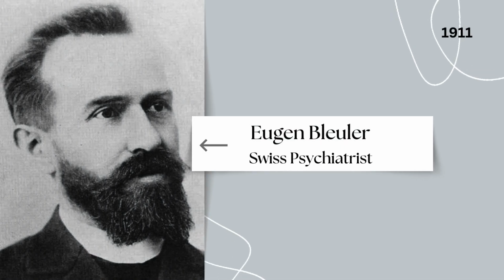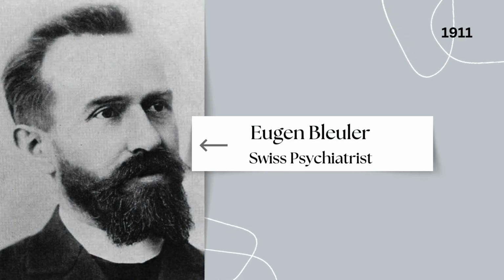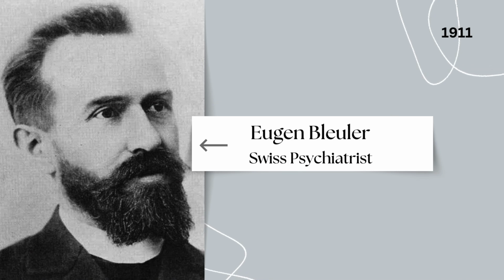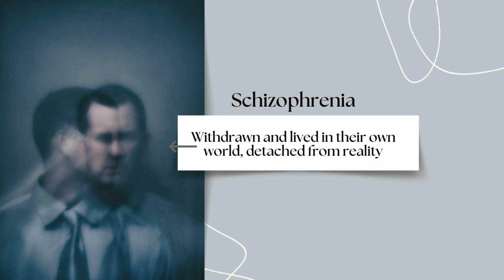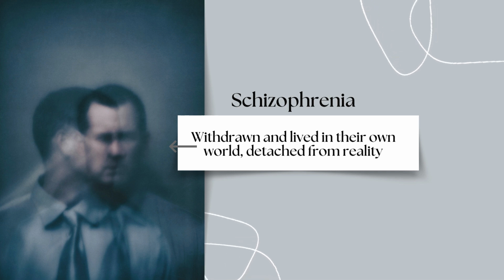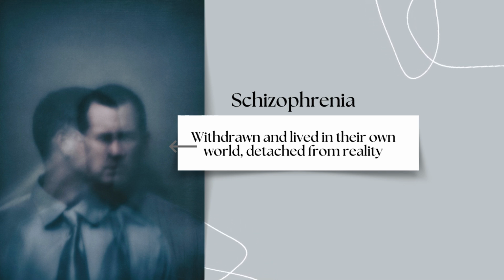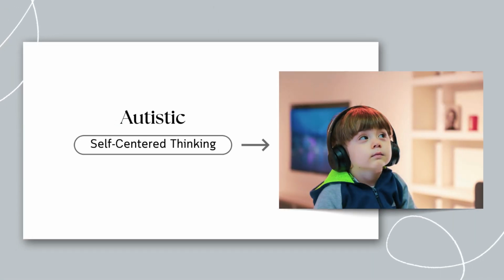The term was first used by Swiss psychiatrist Eugene Bleuler in 1911 to describe a symptom of schizophrenia where patients were withdrawn and lived in their own world, detached from reality. Bleuler used the word autistic to describe this self-centered thinking.